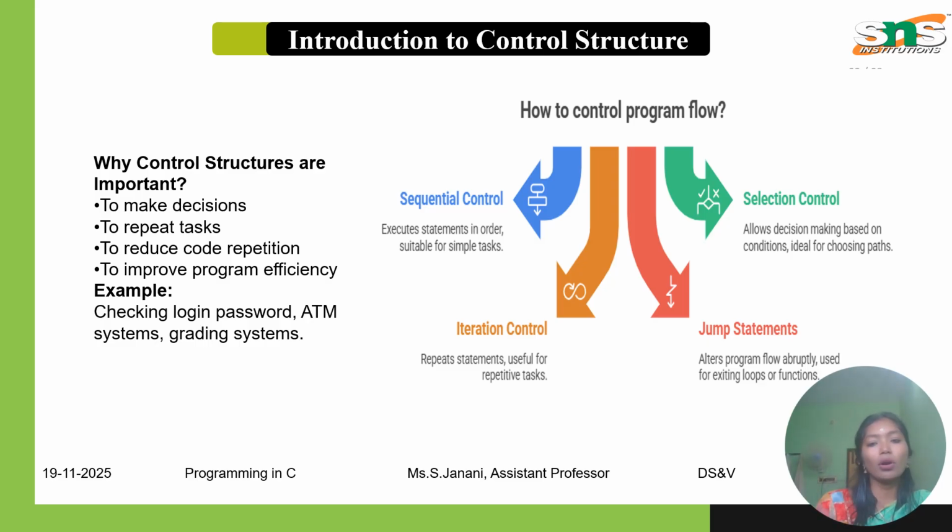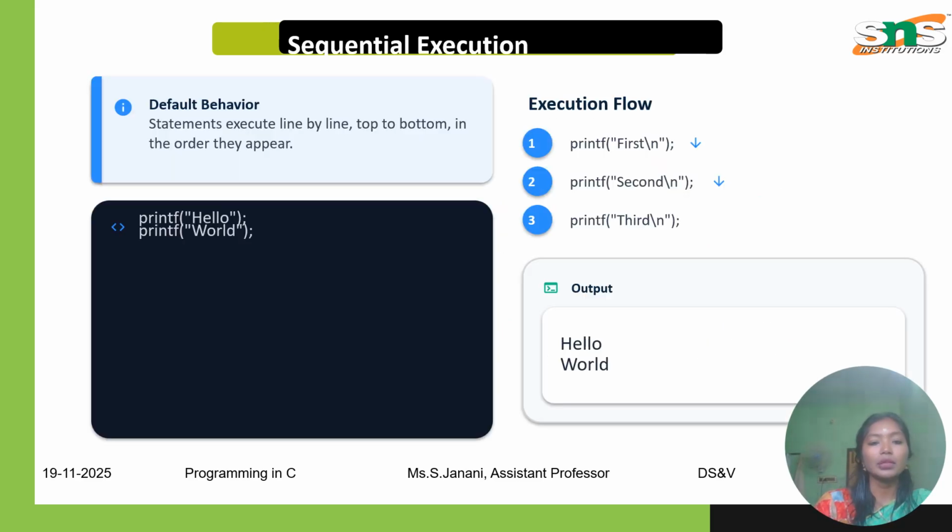How is this flow of control maintained? Through sequential control, iteration control, jump statements, and selection control. These are the four types of control structure statements we are using here. These control structures form the foundation of programming logic and enable developers to create dynamic applications. Next, first we are going to see sequential execution.